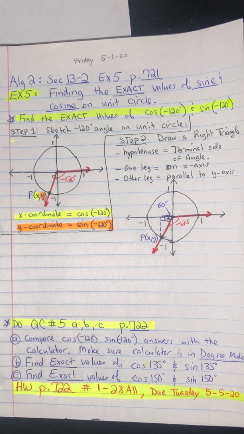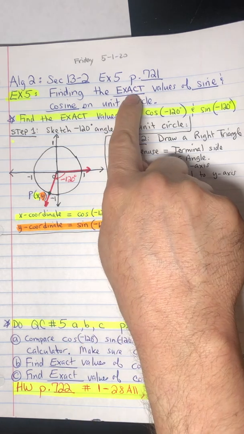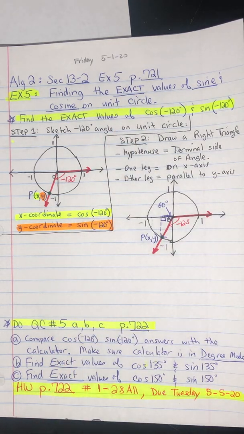We did example 4, finding the value of sine and cosine on the unit circle. We're going to do the same thing in example 5, but this time, in example 4, we found the exact value and we found the decimal approximation on the calculator. This time we're only going to stick with exact values of sine and cosine, which means the answer is like 1/2 instead of 0.5, or square root of 3/2 instead of 0.866, if you remember in example 4.